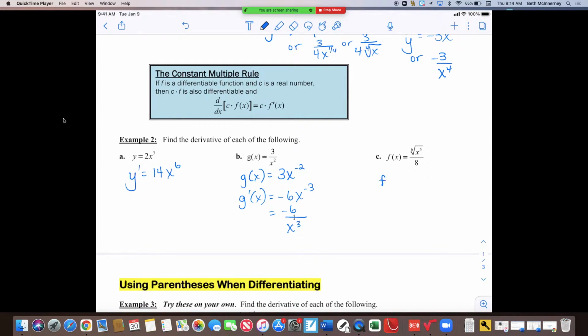Letter C. This is not in the form I like. So I'm going to rewrite this. And notice that I'm writing f of x. So let's try to be really clear in our notation use. So I'm going to rewrite this as f of x equals 1/8 times x to the 5/6 power. I'm going to pause a moment, let you bring down the power, decrease that power by 1.